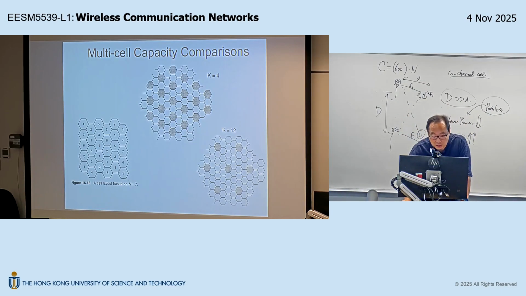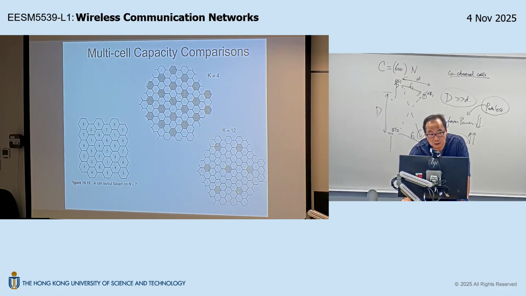Okay? Now, this is an example of a reuse factor of 7. Now, this is an example of a reuse factor of 4. So now, reuse factor of 4, that means my 600 channels is divided into 4 sets. So each set gets 125. So I use channel 1 to channel 125 for this base station. The adjacent base station, I use the second set, third set, fourth set, etc.